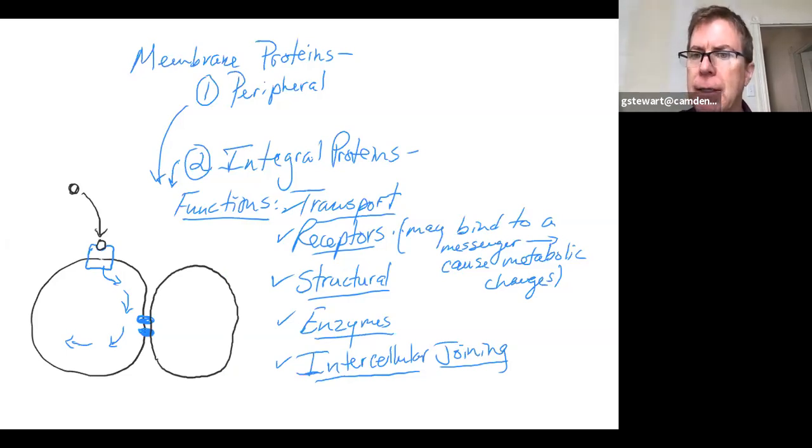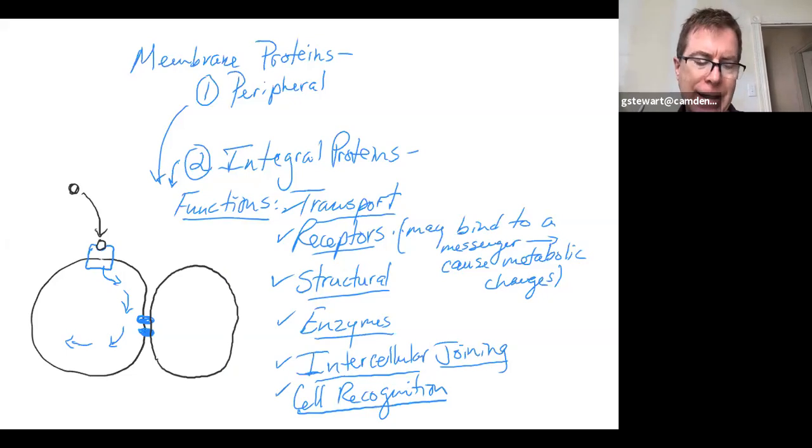And finally, cell recognition. So these surface proteins or these plasma membrane proteins can also help the cell recognize things on the outside of the cell.